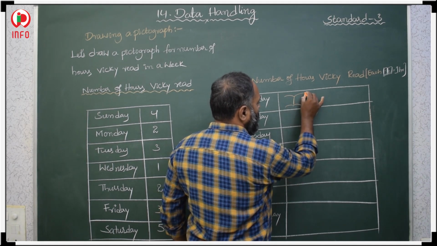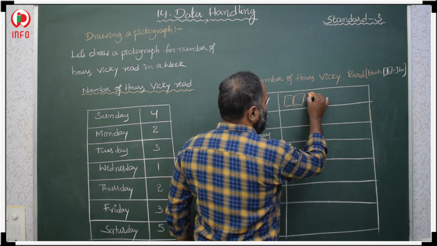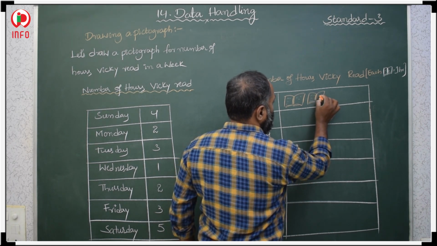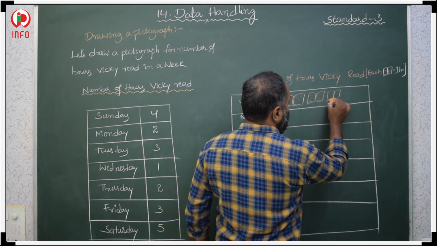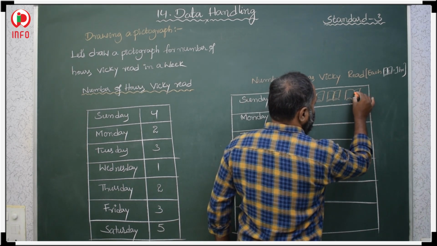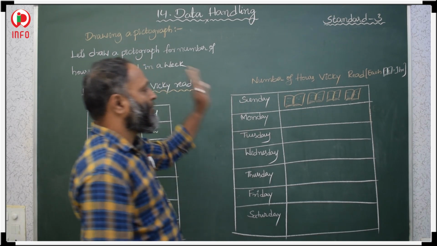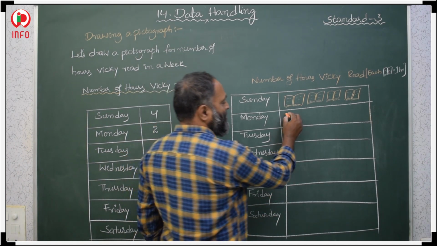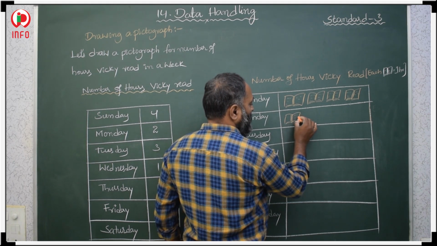This is one book. This is another book. This is one more book. 4 hours means 4 books. We should draw 4 books. 4 hours, 4 books. On Monday, 2 hours. He read 2 hours, means we should draw 2 books. Draw 2 books.